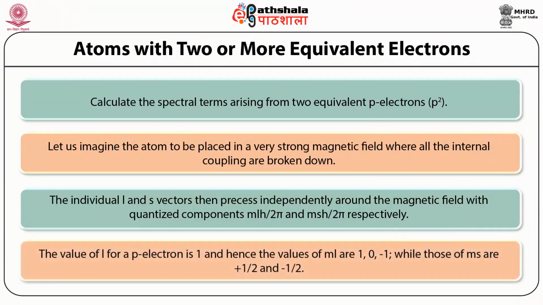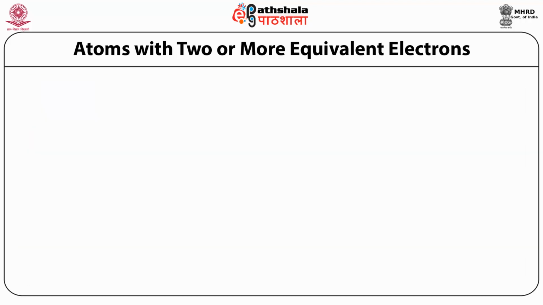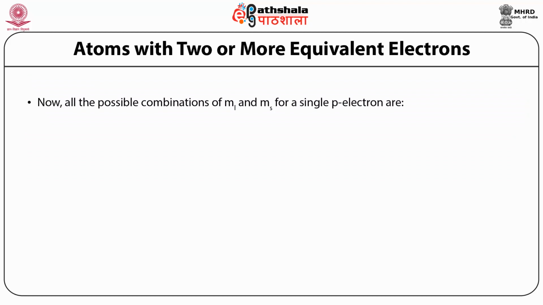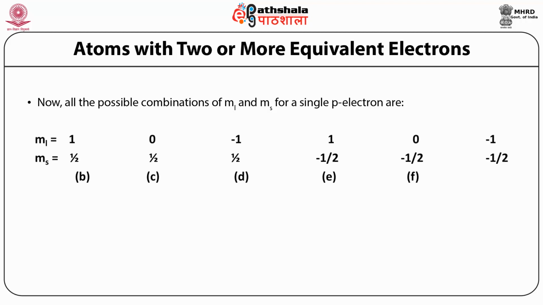The value of l for a p electron is 1, and hence the values of ml are 1, 0, minus 1, while those of ms are plus 1 by 2 and minus 1 by 2. Now all the possible combinations of ml and ms for a single p electron are: ml equal to 1, 0, 0, minus 1, minus 1, 1; ms equal to 1 by 2, 1 by 2, 1 by 2, minus 1 by 2, minus 1 by 2, minus 1 by 2.